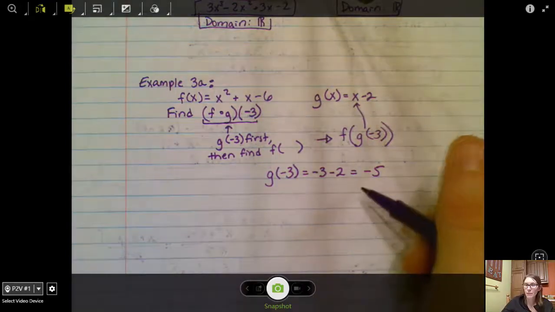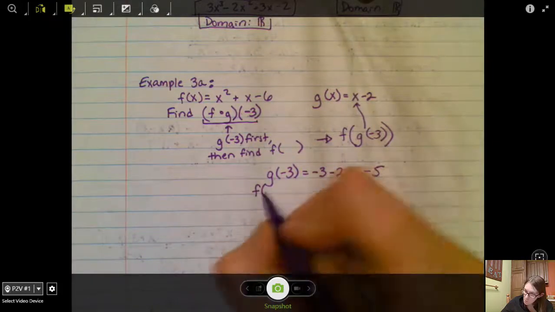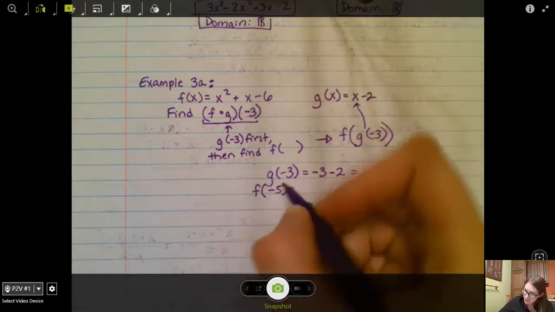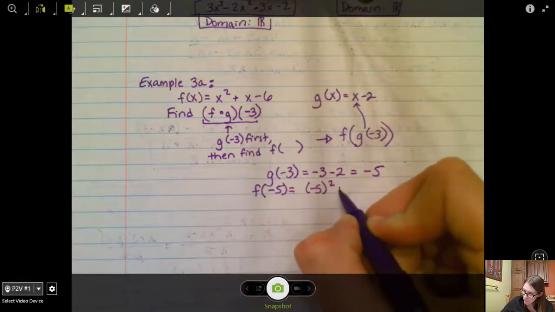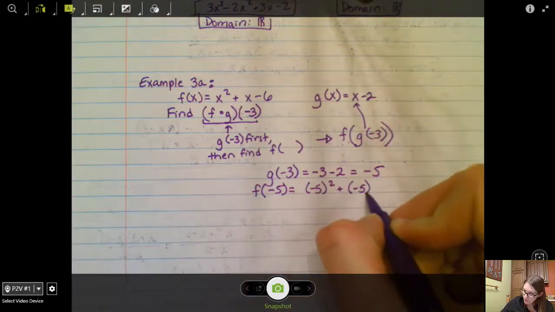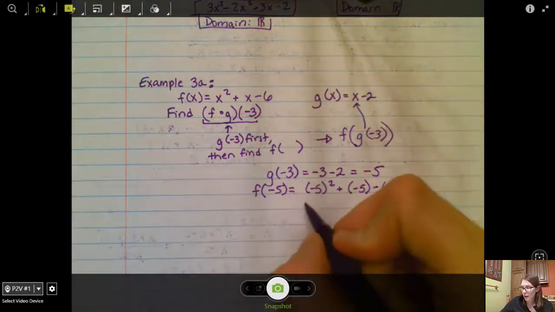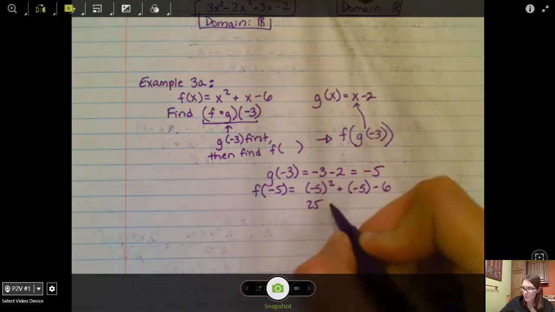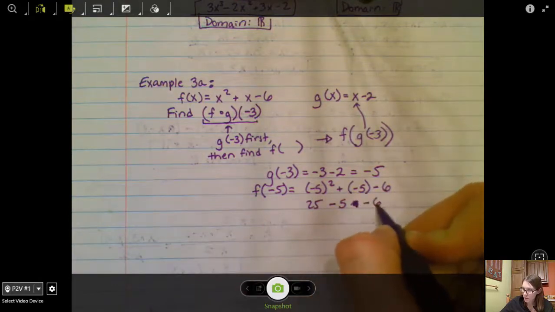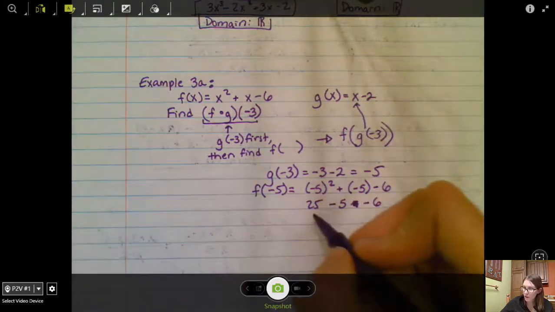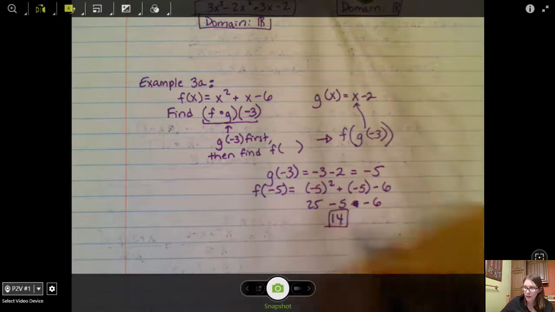Now we take that -5, plug it into function f. So we take -5 squared plus -5 minus 6. Well, -5 squared is 25 plus -5 minus 6. 25 minus 5 is 20 minus 6, 14.